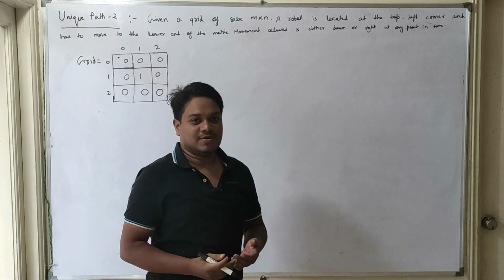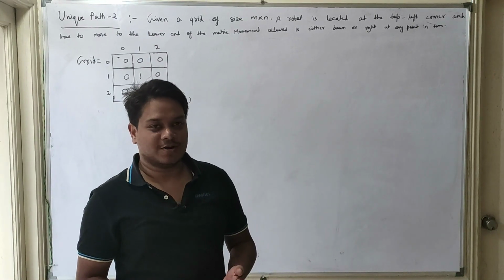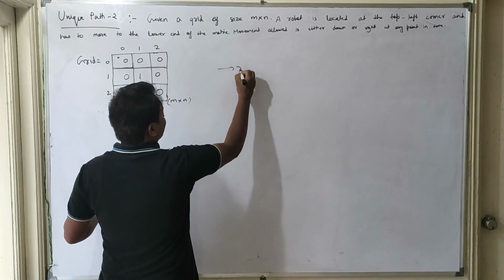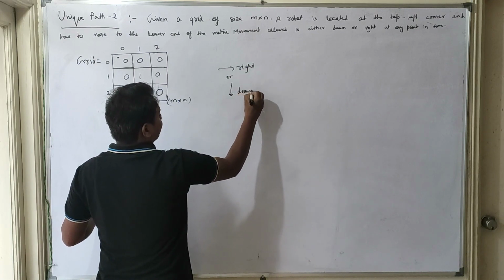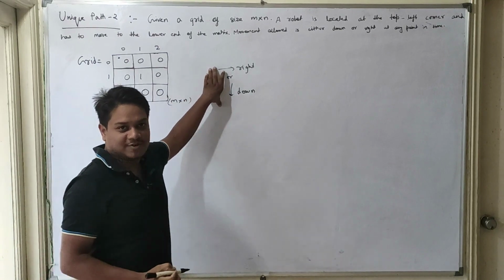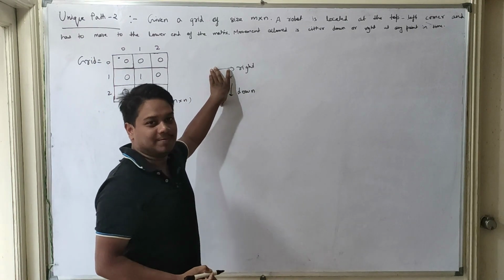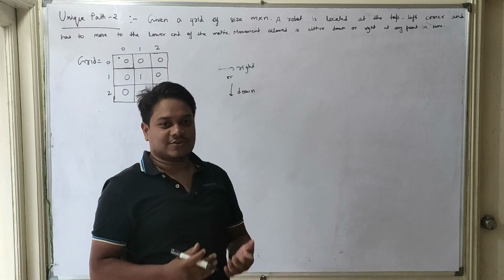And the only permissible way through which the robot can move is either right or down. These are the two directions in which the robot can move at any point of time. But there is one constraint given in the question.